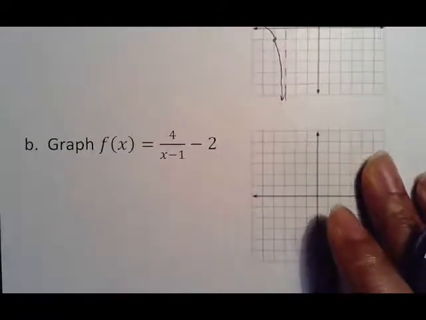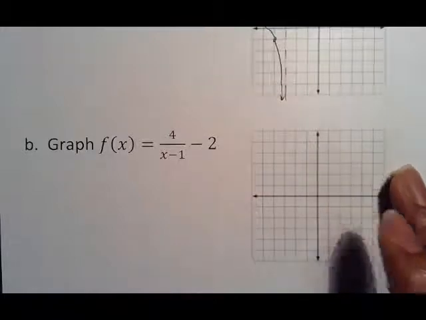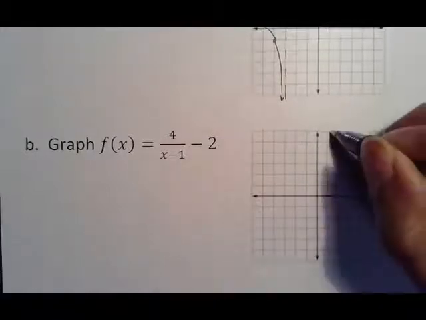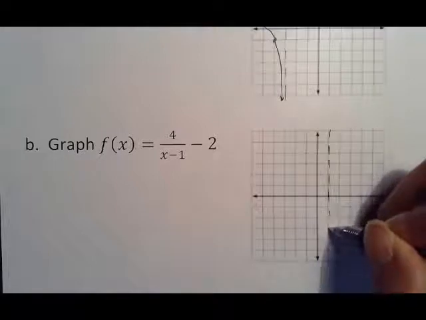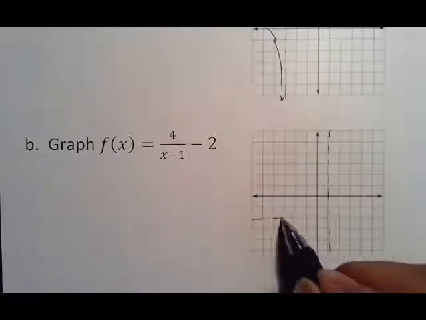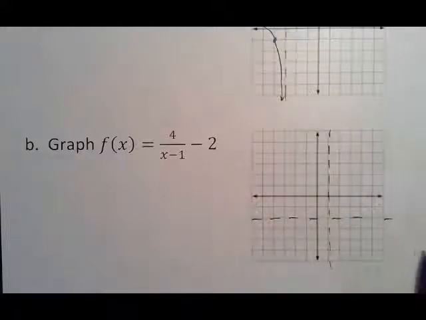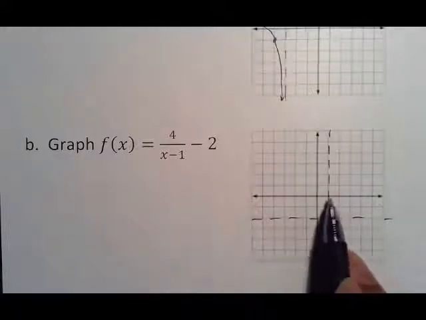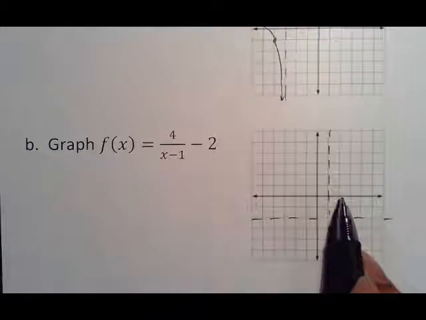F of x equals 4 over x minus 1 minus 2. Again, this means positive 1 is my asymptote. Again, that's my x asymptote, or my vertical asymptote as they would call it. Negative 2 means my floor moves down 2. You then again need to pick a point on the left and right of this asymptote. So I'll pick 0, and I will also pick 2.